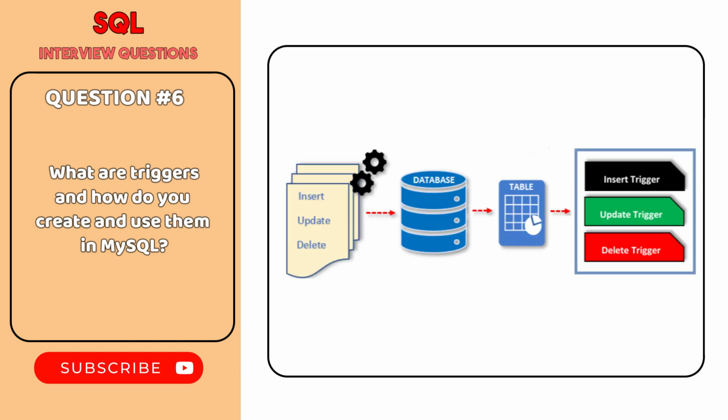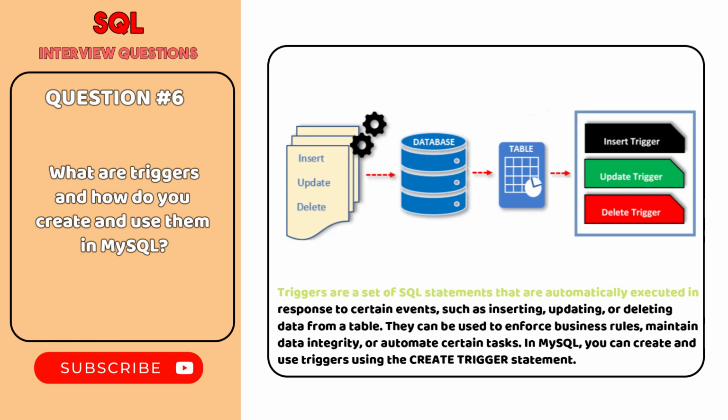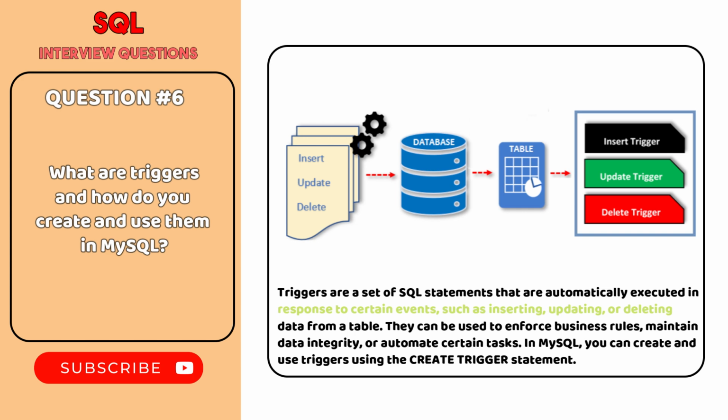What are triggers, and how do you create and use them in MySQL? Triggers are a set of SQL statements that are automatically executed in response to certain events, such as inserting, updating, or deleting data from a table. They can be used to enforce business rules, maintain data integrity, or automate certain tasks. In MySQL, you can create and use triggers using the CREATE TRIGGER statement.